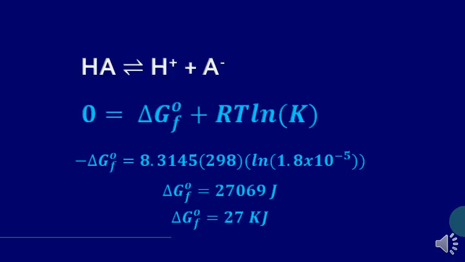Once you know that information, it's basically just a plug and chug problem. Now, I usually think of the R value, 8.3145, as the energy R versus the ideal gas law R, which are the same values if you rearrange the units, but never mind. 8.3145 times 25 degrees Celsius converted to Kelvin times the natural log of the Ka value. Plugging that into your calculator, you should get that, but Gibbs free energy is usually given in kilojoules, so I divided by 1,000 to get 27 kilojoules.